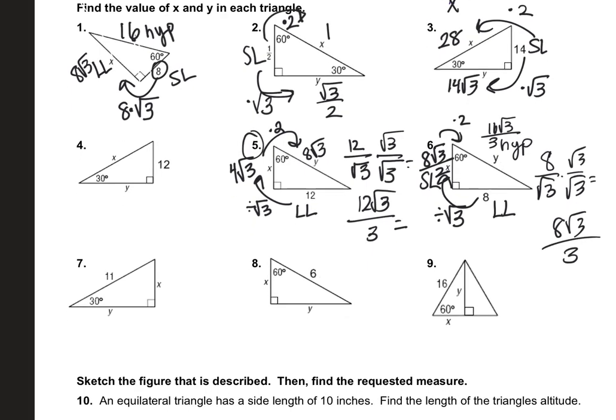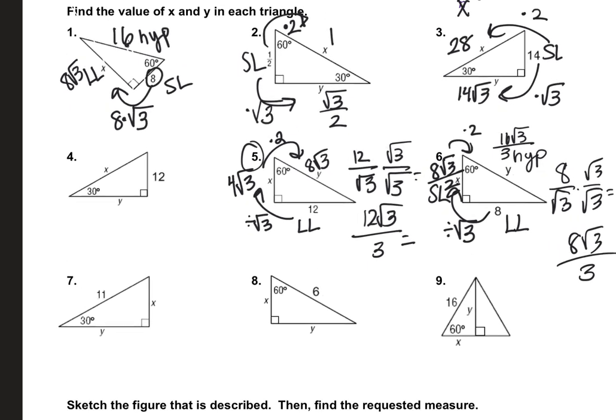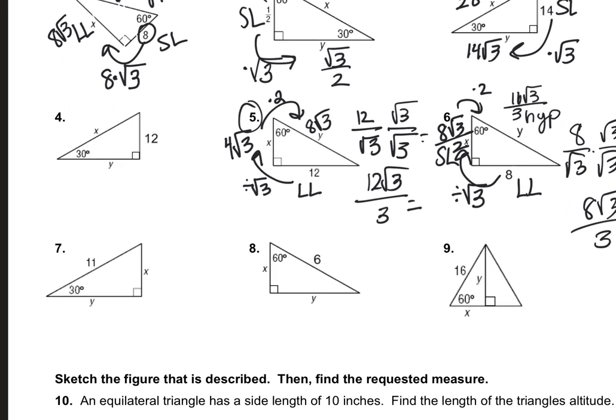Let's do one more where maybe they give you the hypotenuse. So what about 7? This time they're giving you the what? Hypotenuse. So x is half of 6, so that's 3, and then y is 3 times radical 3, so 3 radical 3. Take the short leg and multiply by radical 3. So from here to here is times radical 3. From here to here, it's divided by 2.